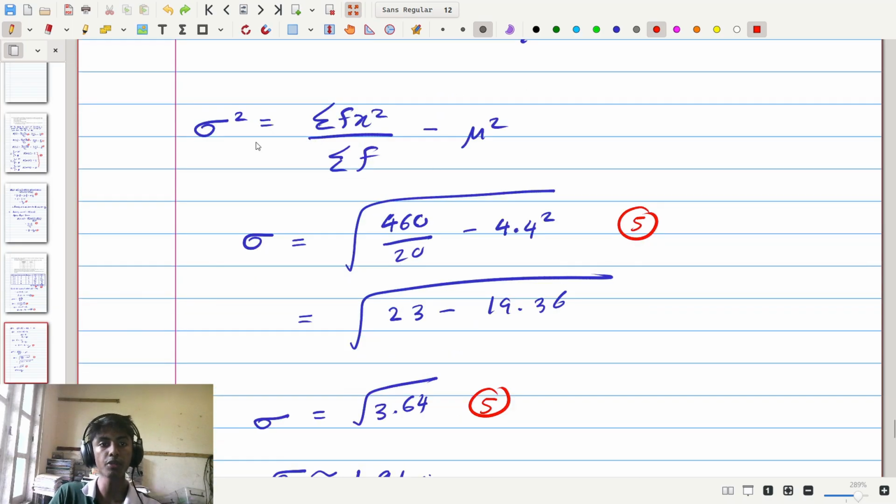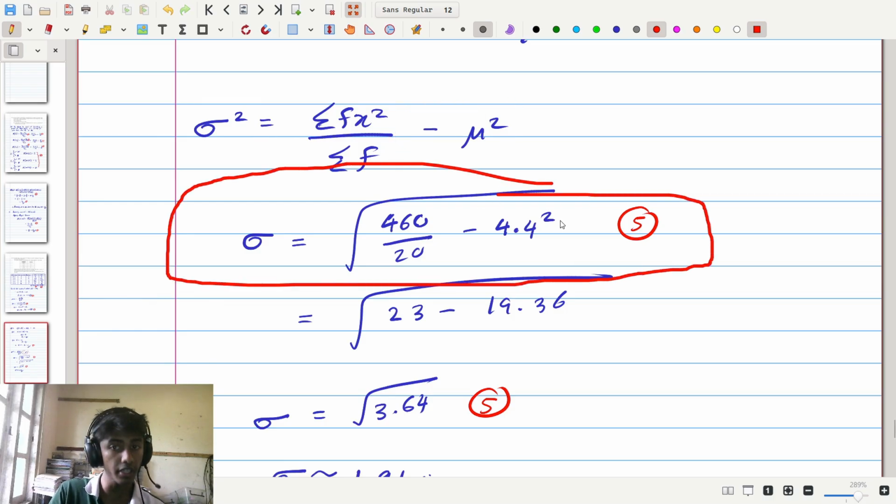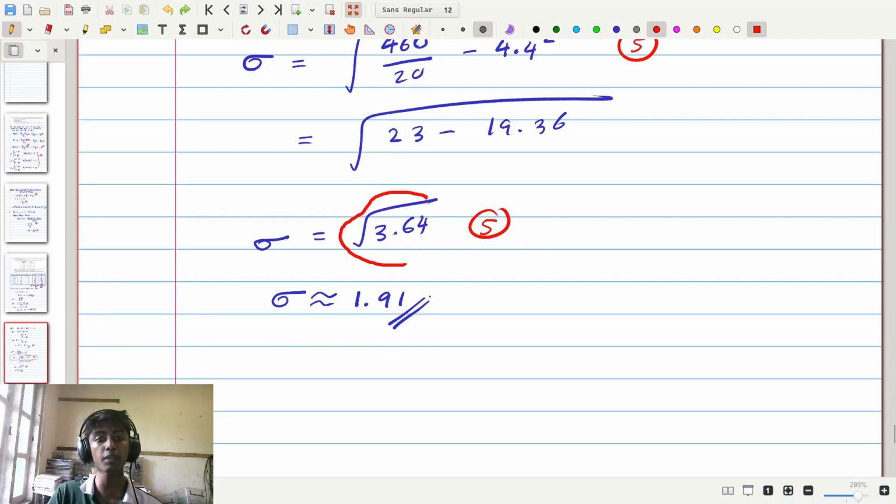After that, when you then find sigma squared equal to sigma fx squared divided by sigma f minus mu squared like this, and substituting the values like so, for substituting correctly, you get 5 marks. And then when you simplify, if you get square root of 3.64, you get 5 marks, but you don't necessarily get marks for the final answer here. You don't actually have to find the exact value, you can just find a square root of 3.64.